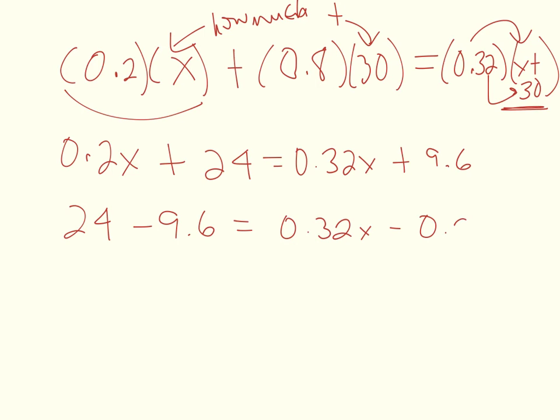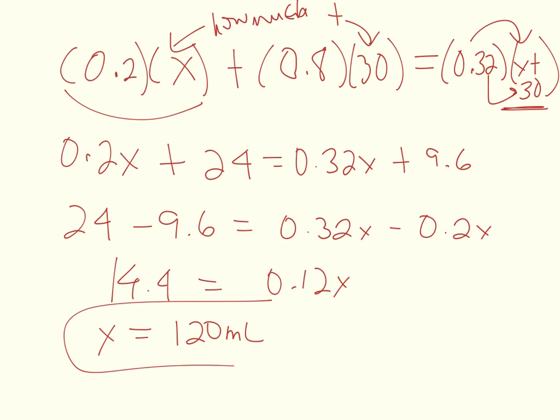So minus 0.2x. 24 minus 9.6 gives us 14.4, and 0.32x minus 0.2x gives us 0.12x. So now I'm going to divide both sides by 0.12 so x stands alone. So x will actually be equal to 100 milliliters. So to answer the question, you would take 100 mils of your 20% acid solution and mix it with the 30 mils of the 80% to get the 32%. Okay, that's how we answer that question.